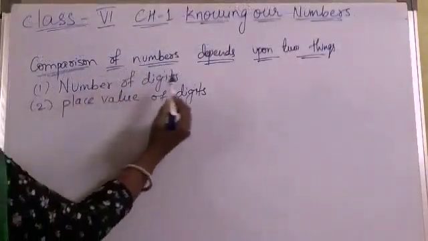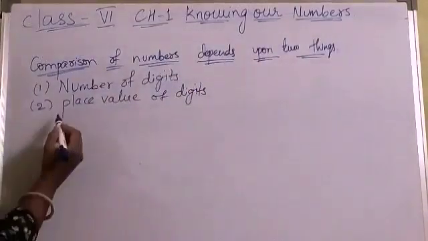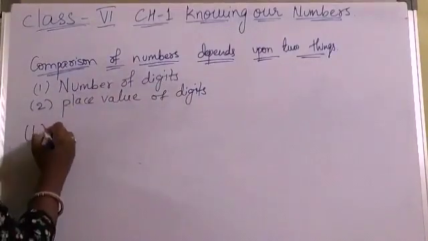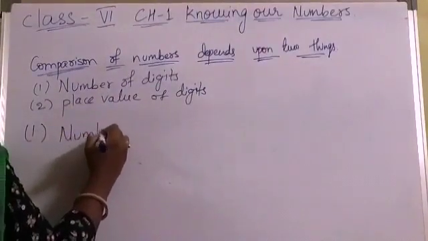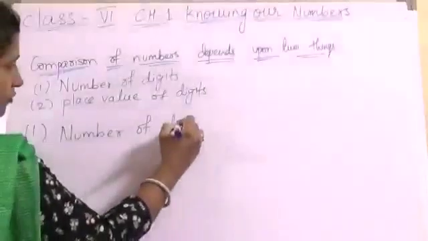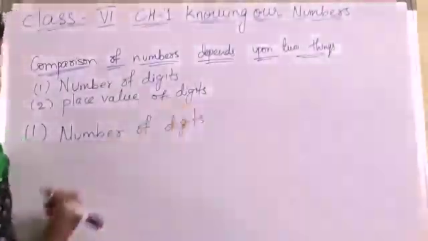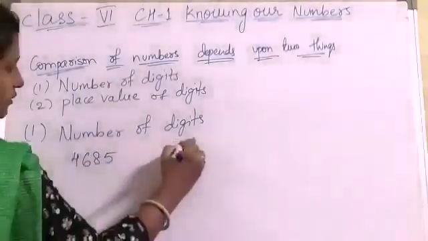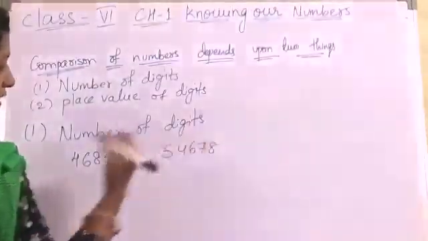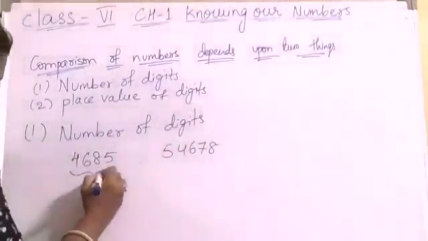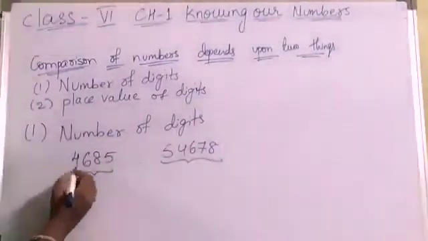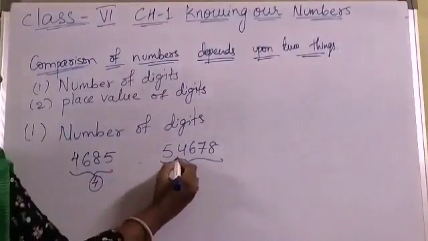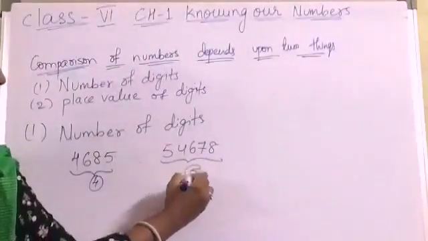Comparison of numbers depends on two things. The first one is the number of digits, and the second one is the place value of digits. First we will discuss the number of digits. Here I will take one example, for example 4685 and 54678. First we should count the number of digits in each number. Here how many digits are there, children? 1, 2, 3, 4 digits. Here 1, 2, 3, 4, 5 digits.